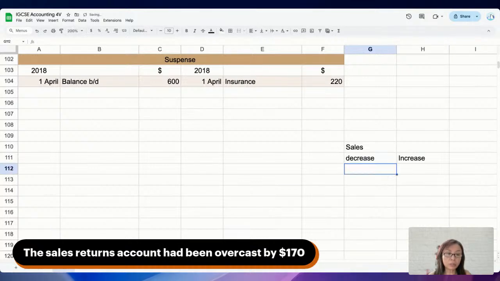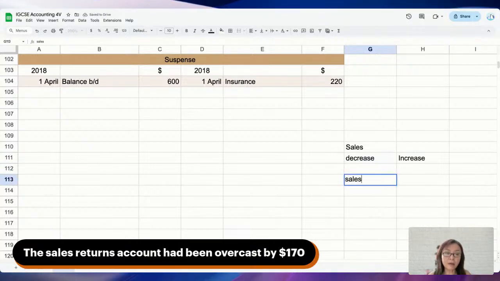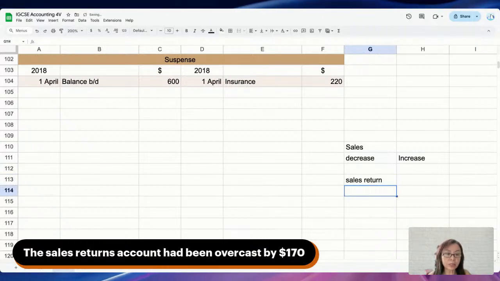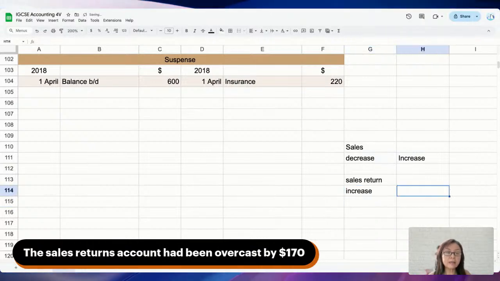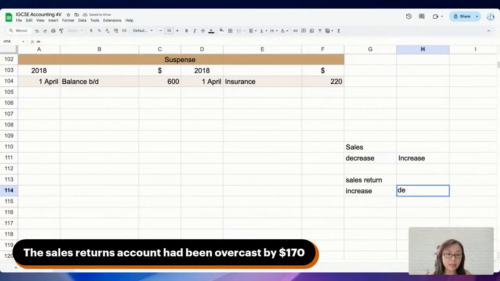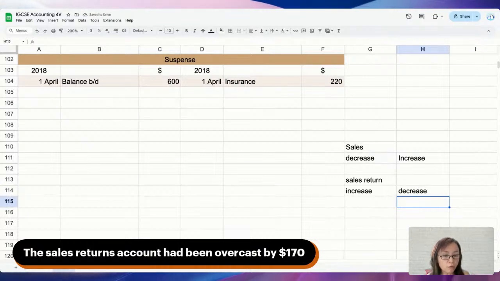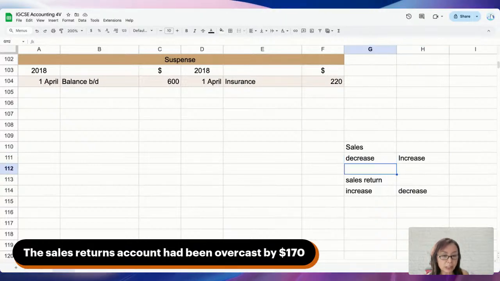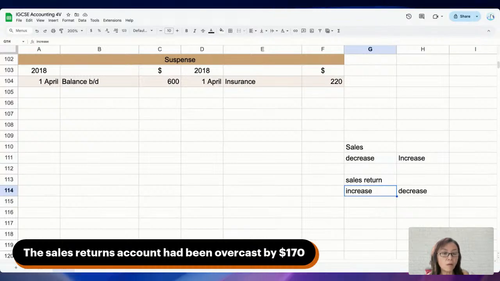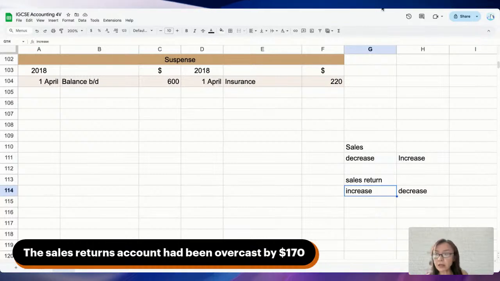And one thing for sure is that sales return will be the other way around. So if sales return we want to increase, it is debit, and if we want to decrease it, we have to credit. If you're still not sure, you just need to remember for sales to increase it has to be credit, all right? And for sales return, increase is for the debit side. Okay, so if we know about this one, let's have a look.